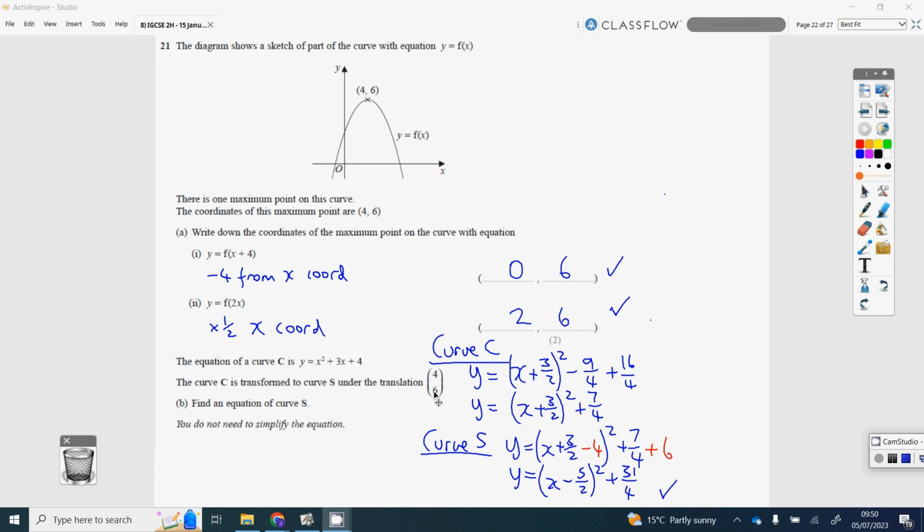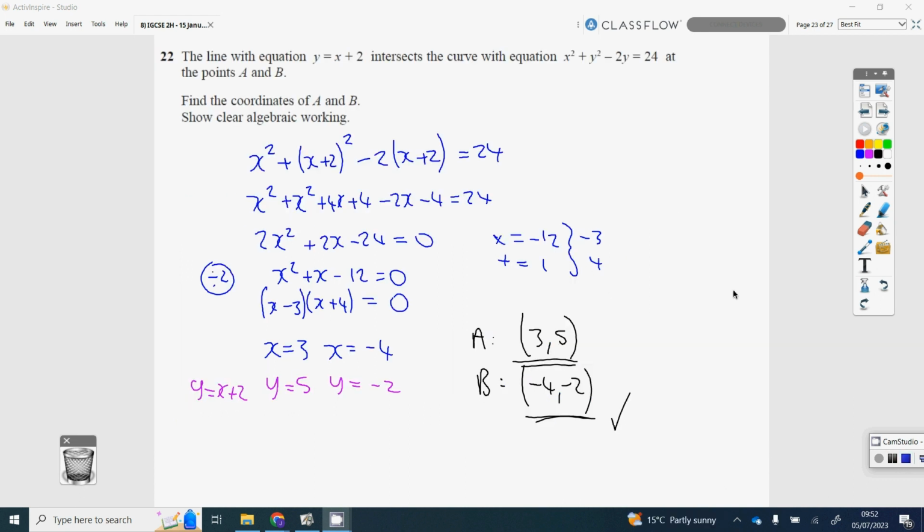Now the y coordinate goes outside the bracket and does it exactly as it says on the tin. So the plus 6 for the y coordinate is going to go on the outside of the bracket here. So then tidying this up, 3 over 2 take away 4 is minus 5 over 2. And 7 over 4 add 6 is 31 over 4. So that is our curve S. And we've been told there's no need to simplify the equation, so just leave it like that.